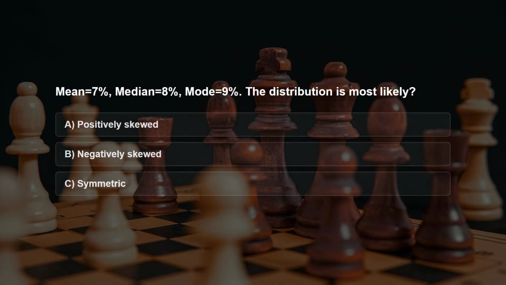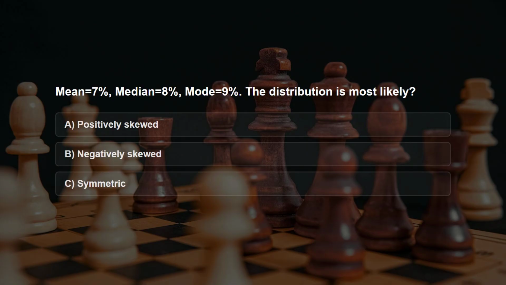Question 4. A return distribution has a mean of 7%, a median of 8%, and a mode of 9%. This distribution is most likely A, positively skewed, B, negatively skewed, C, symmetric. Think about it. The correct answer is B. Negatively skewed. Here is why.